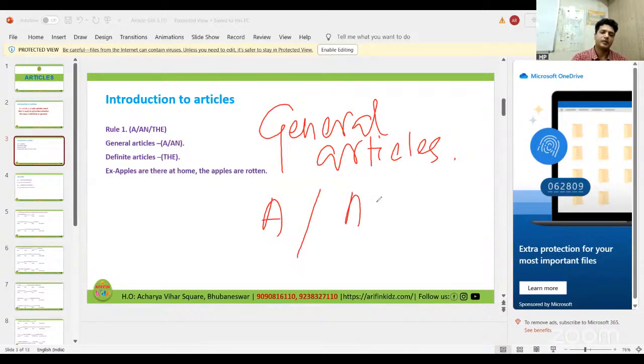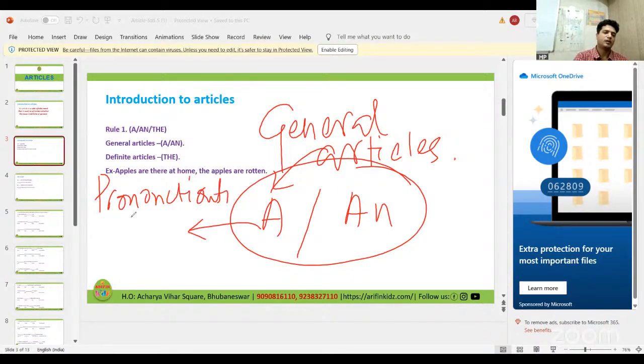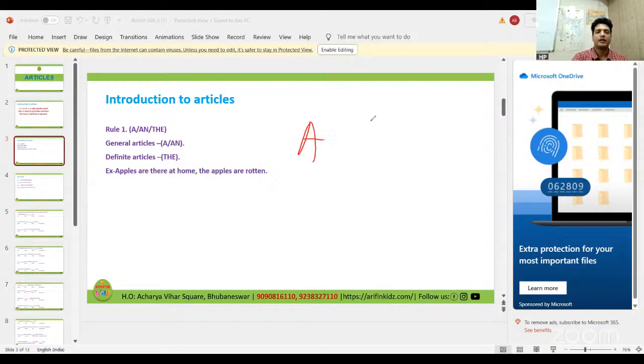One is a, the other one is an, right? Now, a lot of people get confused about where to use a and where to use an. So I'll clear this doubt for all the students. When it comes to articles, we use an when the pronunciation of the noun starts with any vowel.